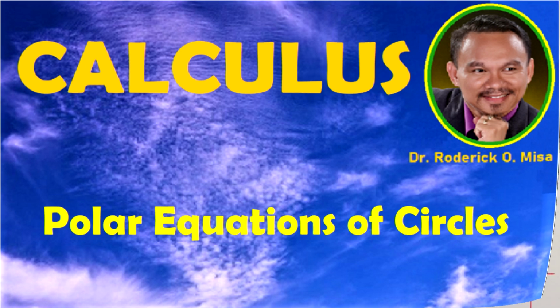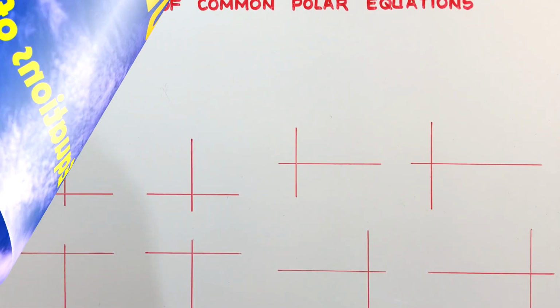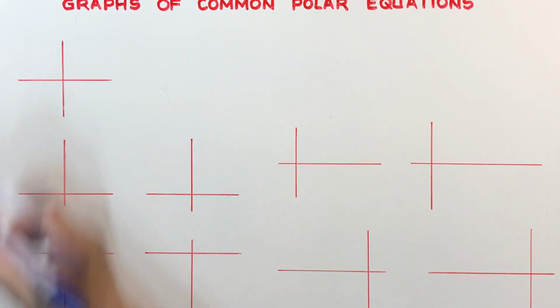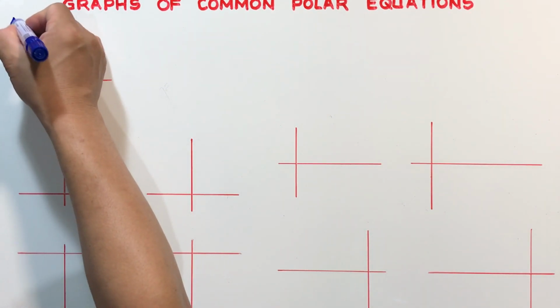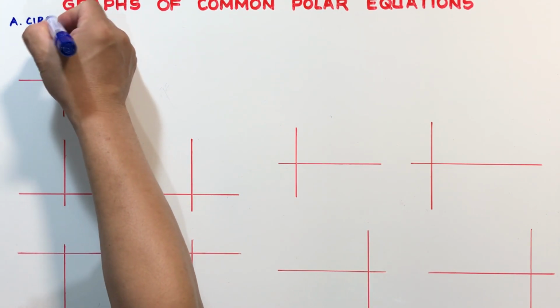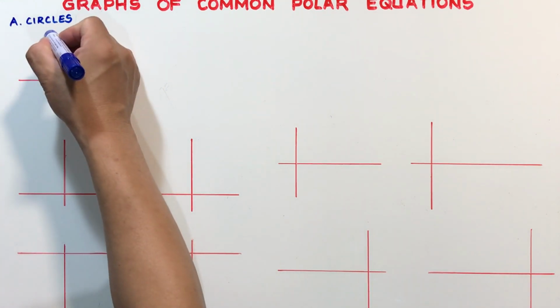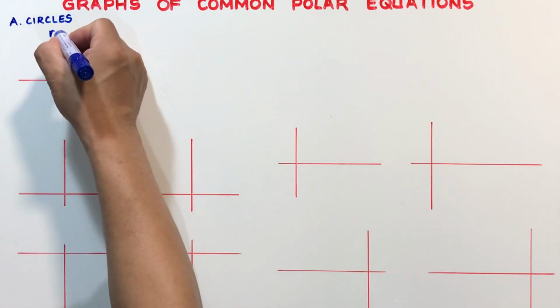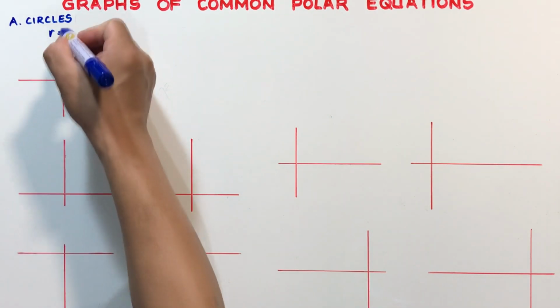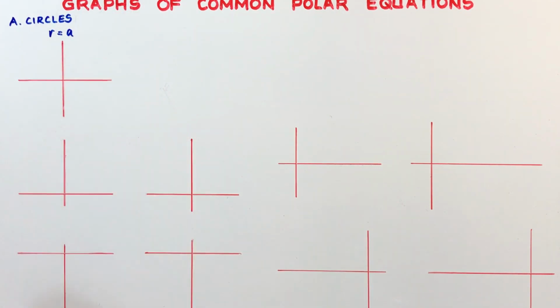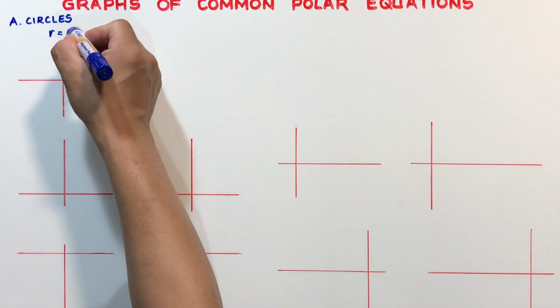In this video, I will be discussing graphs of common polar equations. First, allow me to discuss the polar equations for circles. We already learned that the polar form of a circle whose center is at the point of origin, or at the pole, is r = a, where a is some number.